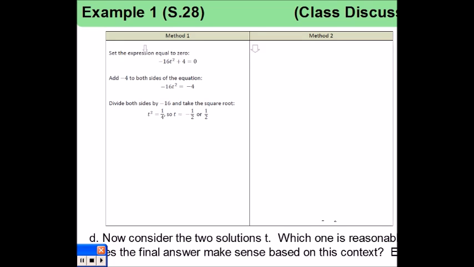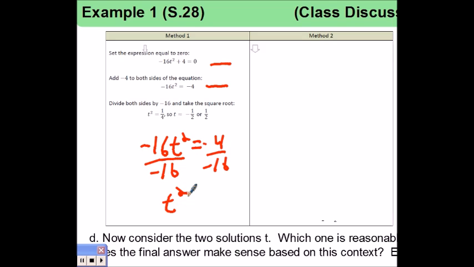For this first example on page 28, we can actually look at two different ways of solving it. Okay, so the equation is negative 16t squared plus 4 equals 0. Now what I want to do is isolate the variable. Since this says t squared times negative 16 plus 4, the first thing I'll do is eliminate the plus 4 by subtracting 4 from both sides, and I will get this equation. And then I'm going to divide both sides by negative 16, and that will give me t squared equals positive 1/4.